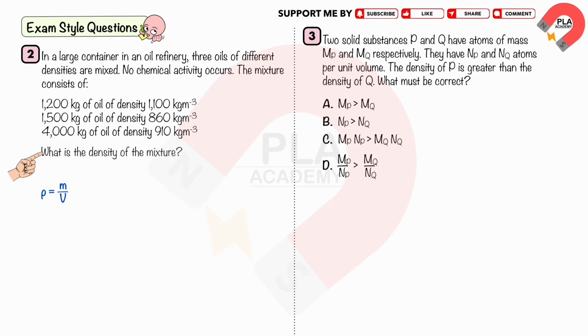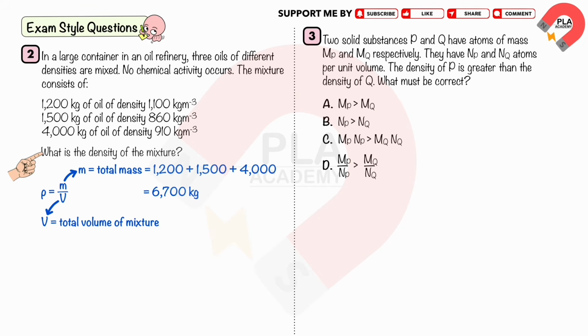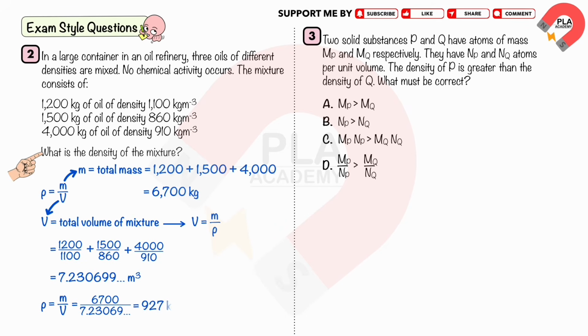We calculate the density using ρ equals m over v. M is the total mass of the mixture, which is 6,700 kilograms. V is the total volume of the mixture. We calculate the total volume V of the mixture by dividing the mass of each oil by its density and summing the results, like this. We solve the density of the mixture equals 927 kilograms per cubic meter for 3 significant figures.